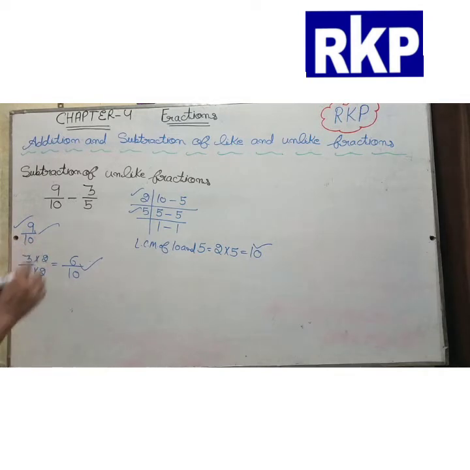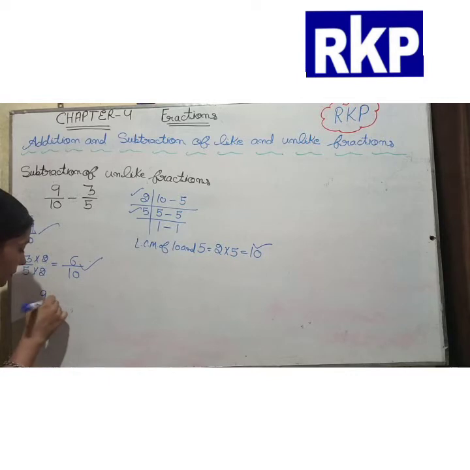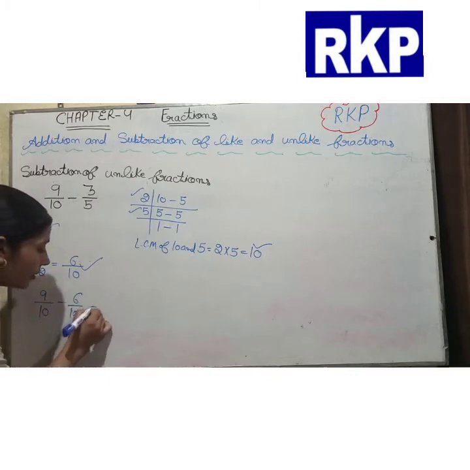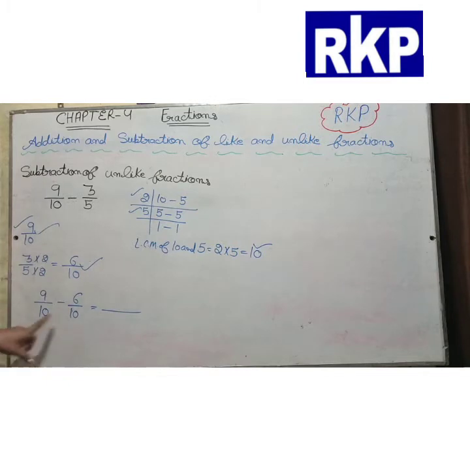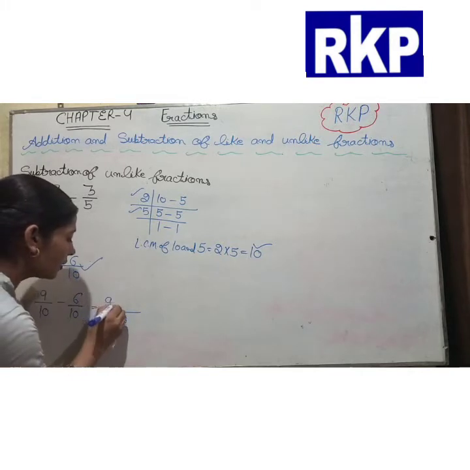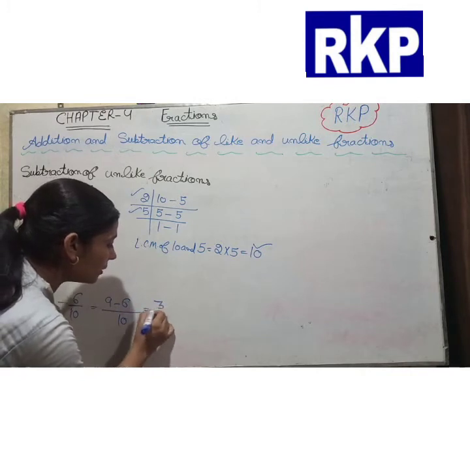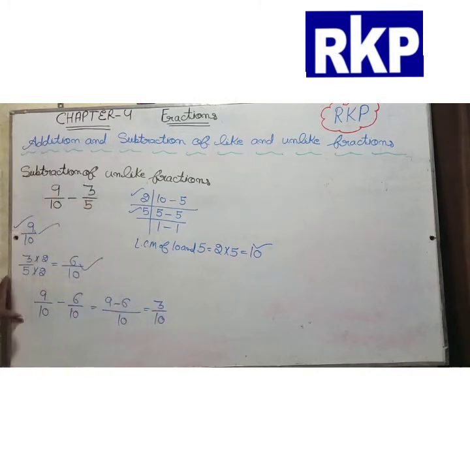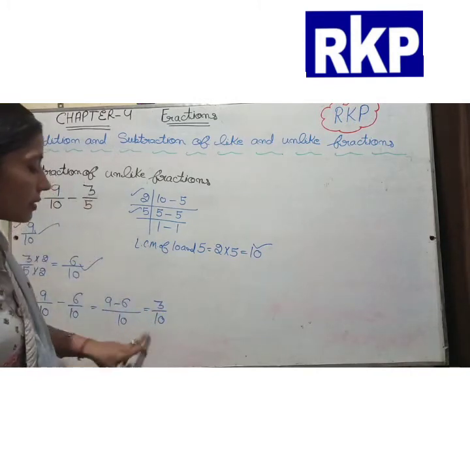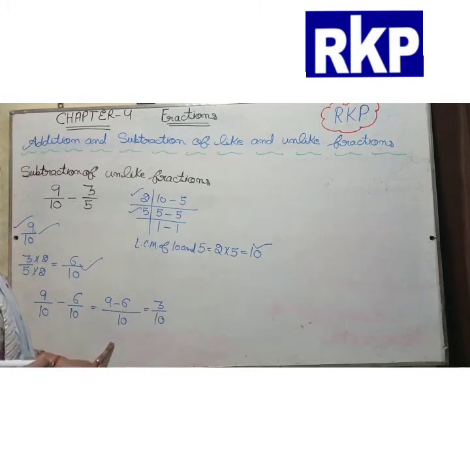Okay, so now we have to subtract from 9 by 10. Now write minus 6 by 10. Here we can see both are like fractions. So write the denominator as it is, and 9 minus 6 will be 3 by 10. So we can see 3 by 10 is the answer.